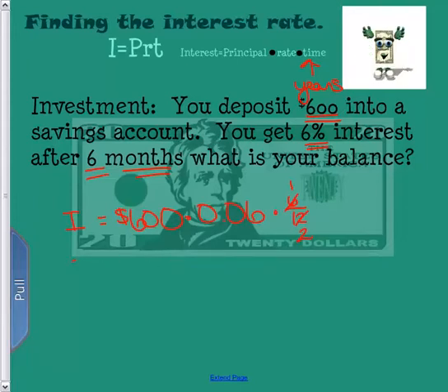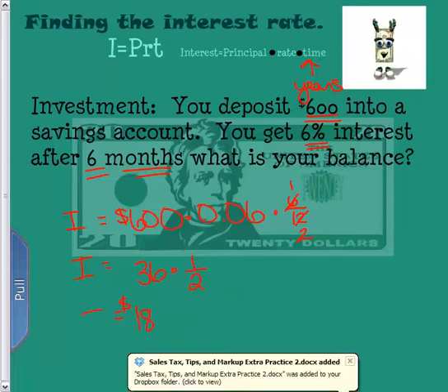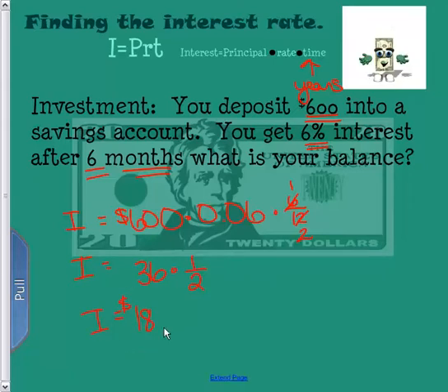Okay, so let's think about this. $600 times 6%, which would be $36, times 6 over 12, which is 1/2. Remember, we put it in years, so it's always over 12 months. So what would that be? That would give us $18. So they're going to put $18 in our bank account if we keep that $600 in there.